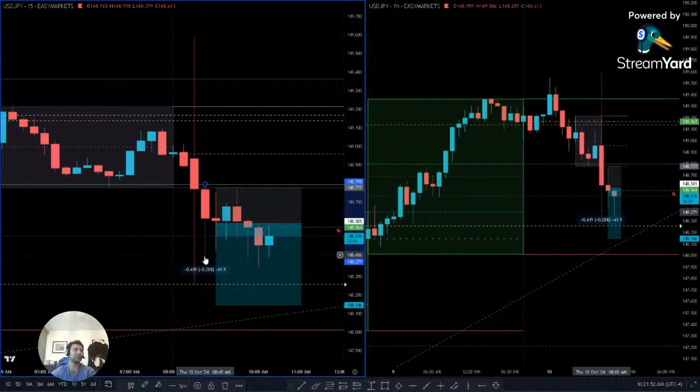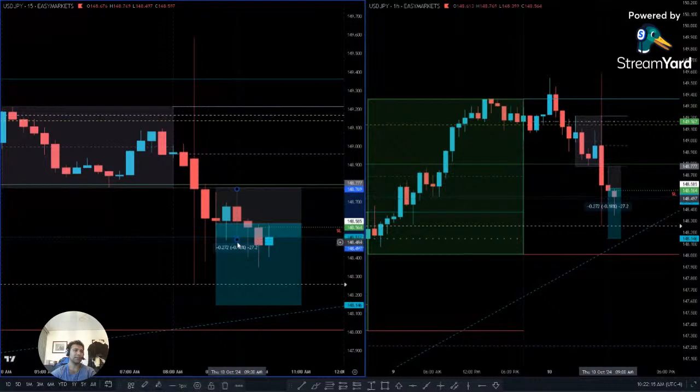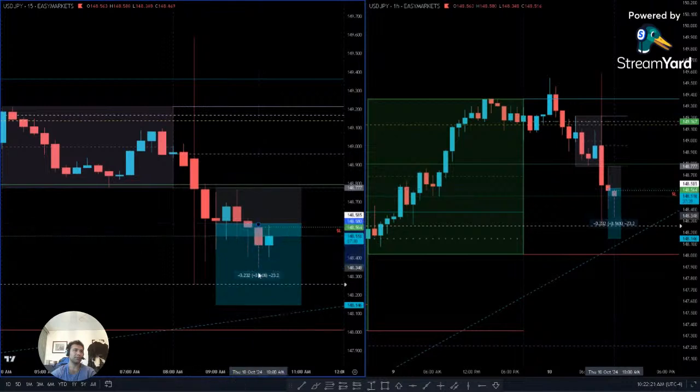So this is a 41 pip candle, right? The price opened from here, price went down, price came back and closed up here, right? 49 pips, right? And this is 31 pips, this is 20 pips, this is 27 pips, this is 21 pips, and this is 23 pips.